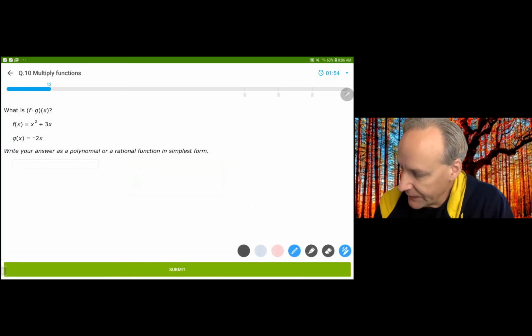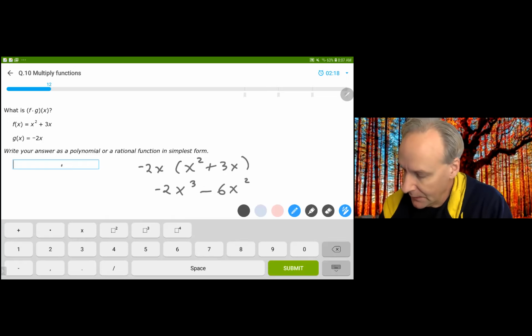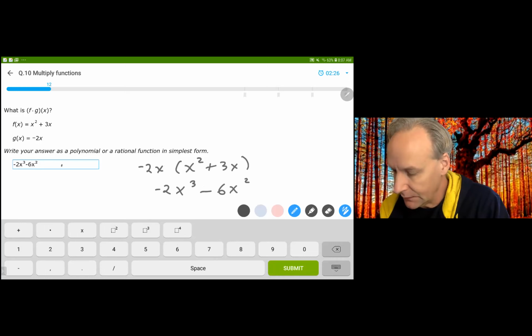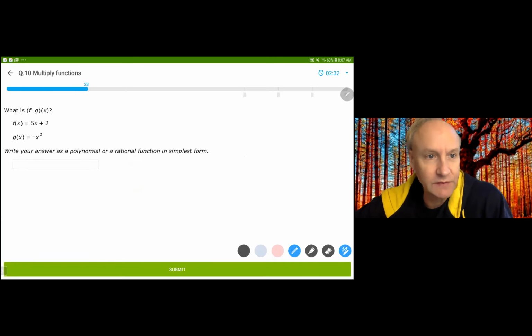Again, I'm going to put the negative 2x on the outside, and I'm going to multiply it by x squared plus 3x. You need to make sure that you multiply both terms. That's going to give you negative 2x cubed. Notice I have x times x squared, that's x times x times x. Minus 6, x times x is x squared. Just make sure you get them all in there. Minus 2x cubed minus 6x squared. And it looks right. I like to double check because I was having trouble with the negatives. Sometimes it covers it up.